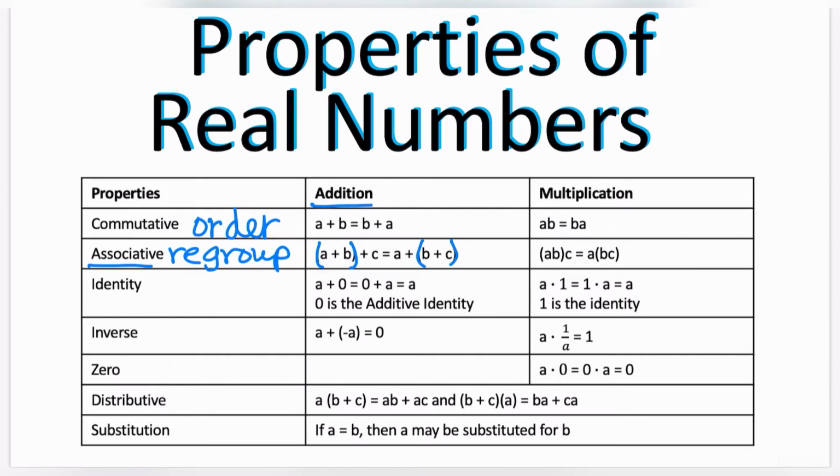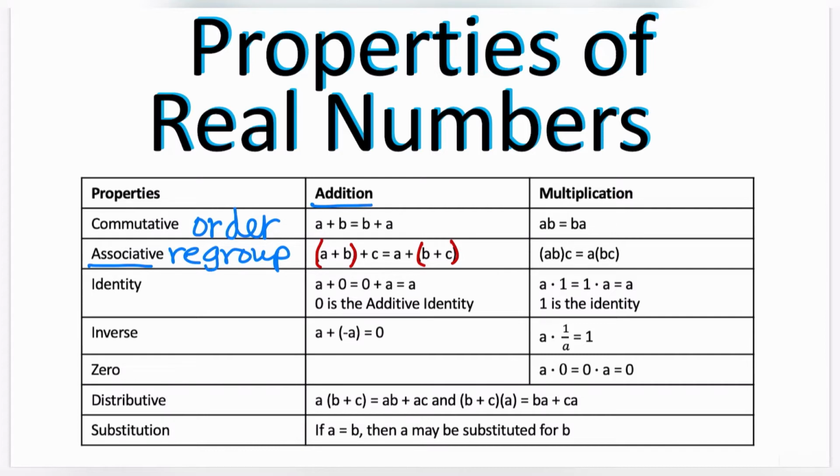So in other words, it's not commutative because the order did not change. A, B, C, A, B, C. That order has not changed at all. Instead, what's changing is you're adding, but what you're adding is going to get regrouped. Same thing for multiplication, because these are properties of real numbers for addition and multiplication. They do not work for subtraction or for division. They're only for addition and multiplication.